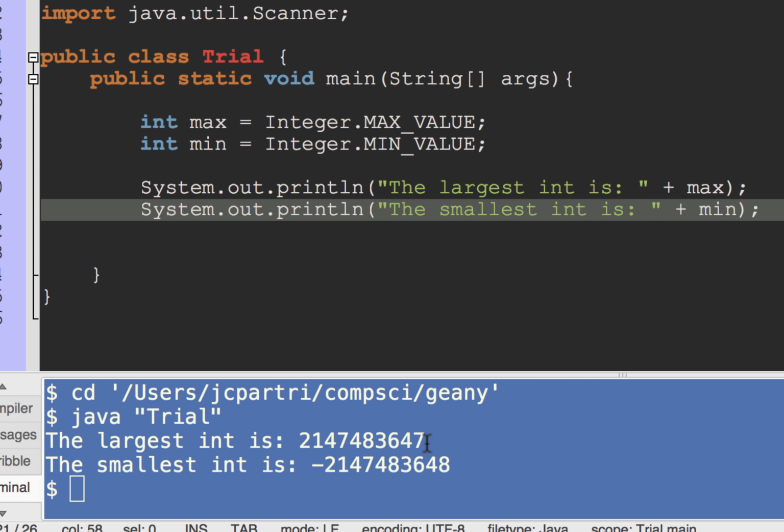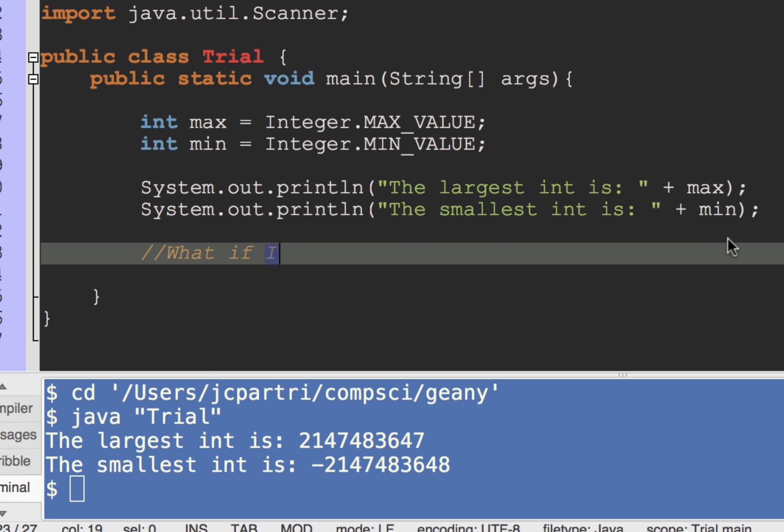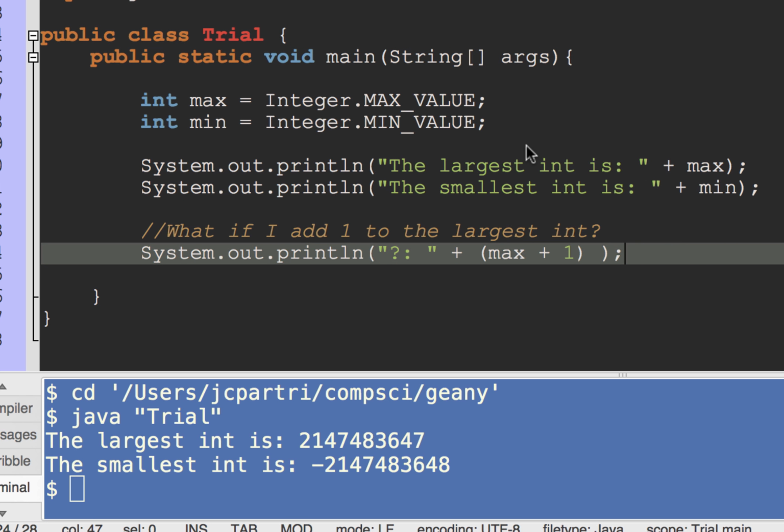And so the largest integer that this computer can run is 2,147,483,647. And the smallest number that this computer can work with is negative 2,147,483,648. So now let's ask a new question. What if I add 1 to the largest int? What would happen? So System.out.println question mark plus max plus 1. Let's see what happens when I add 1 to the largest value.